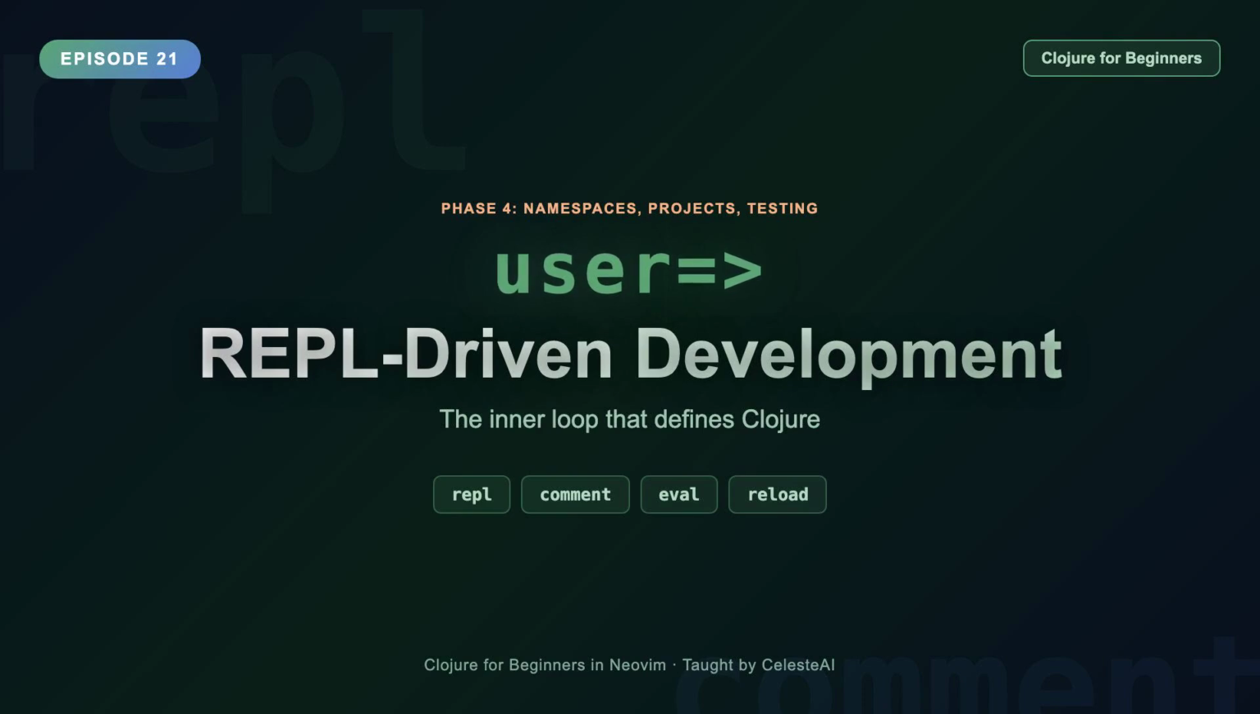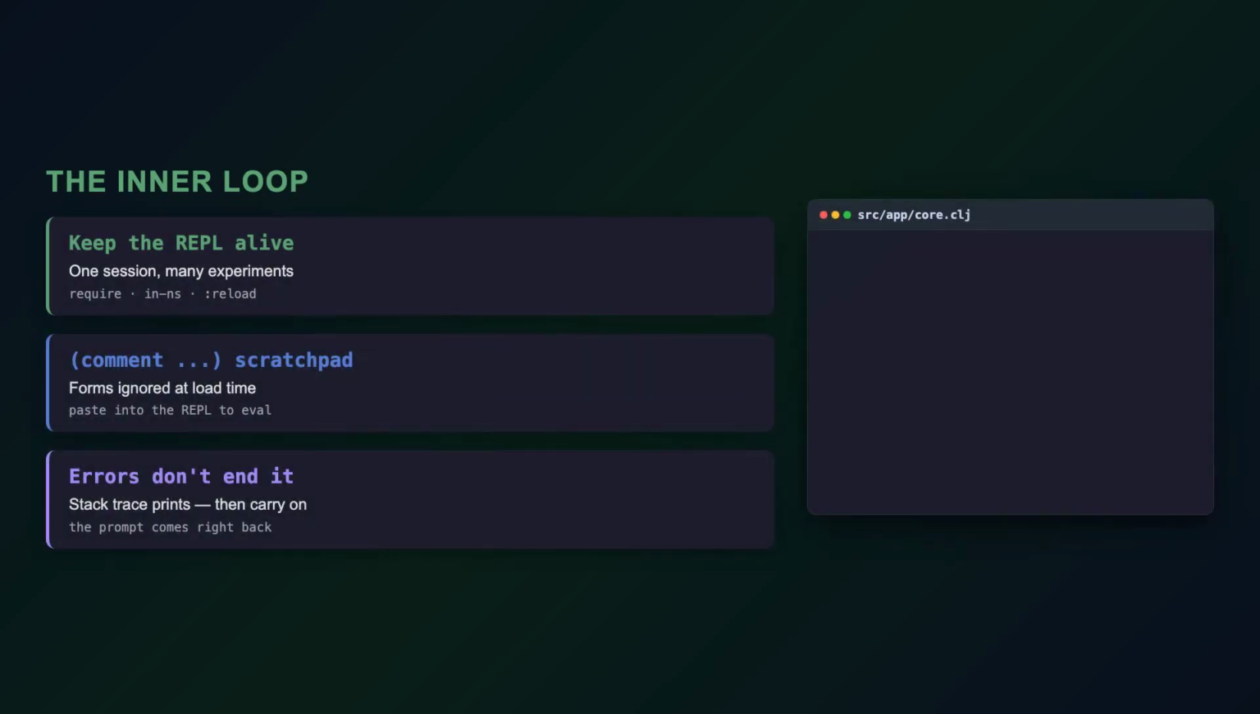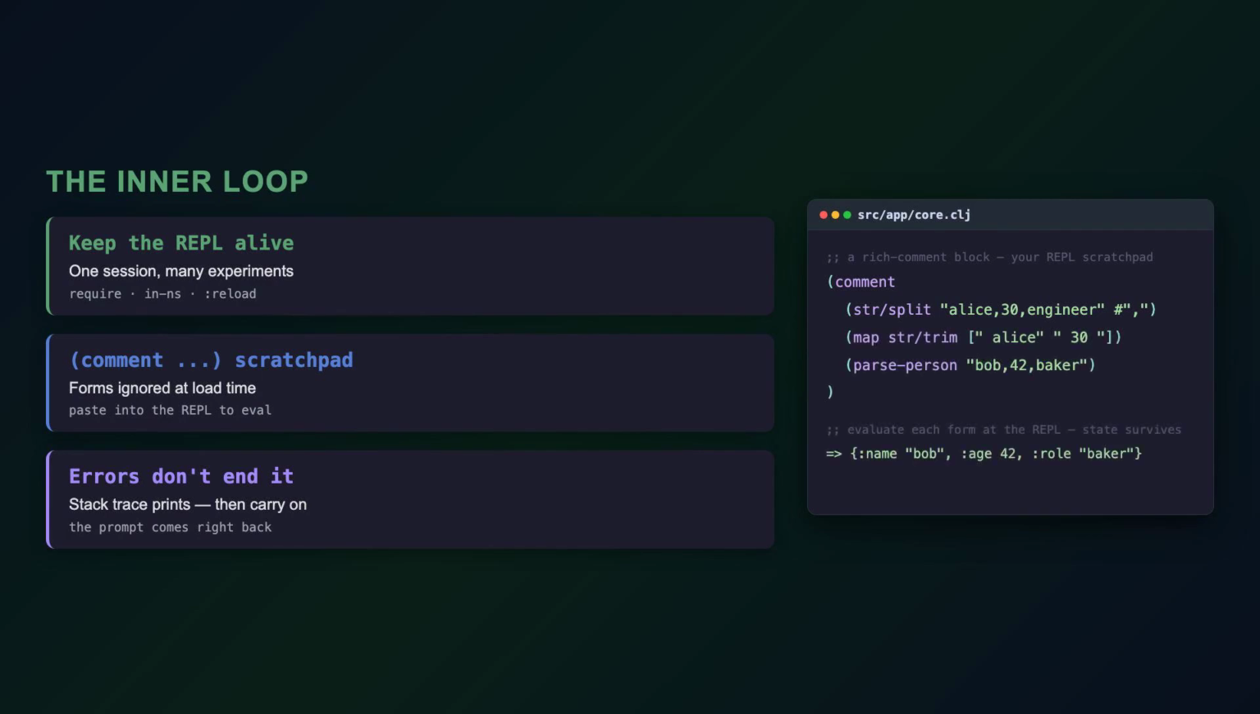REPL-Driven Development, the workflow that defines Clojure. The REPL is where Clojure code is born. You grow a function one form at a time, and the rich comment block is your scratchpad. Errors don't end the session. The REPL survives them, and you keep going.